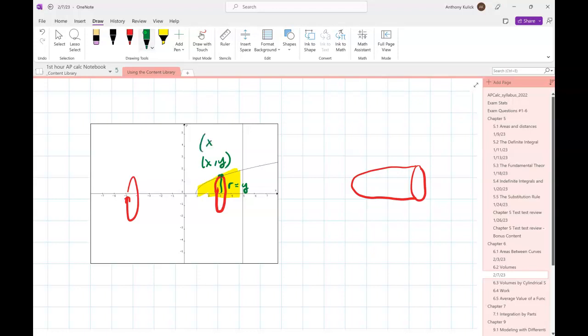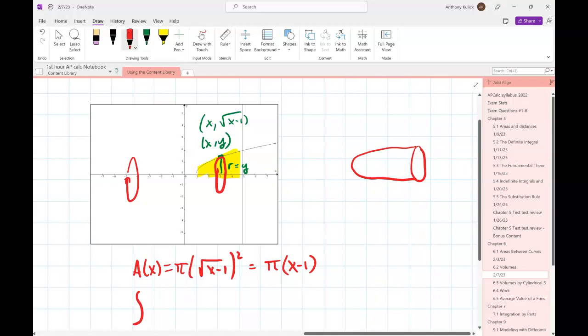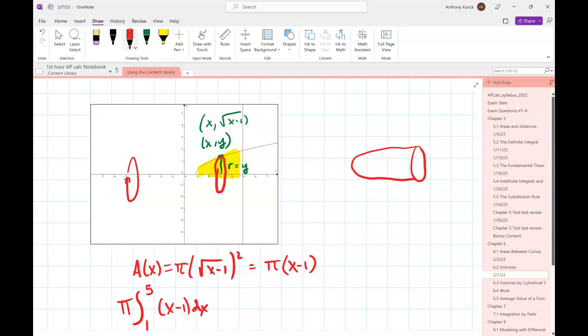And the y coordinate here was the square root of x minus 1. So my area function would be pi times square root x minus 1 squared, or just pi times x minus 1. And so I think we're probably good to set up our integral now. The bounds of our integral, we said we're going to be from 1 to 5. And then we have pi, I'm going to stick that on the outside, x minus 1 dx.